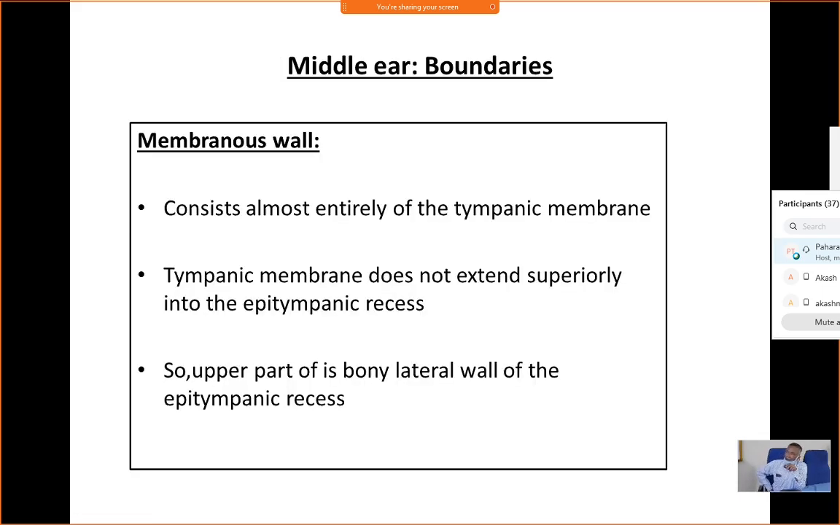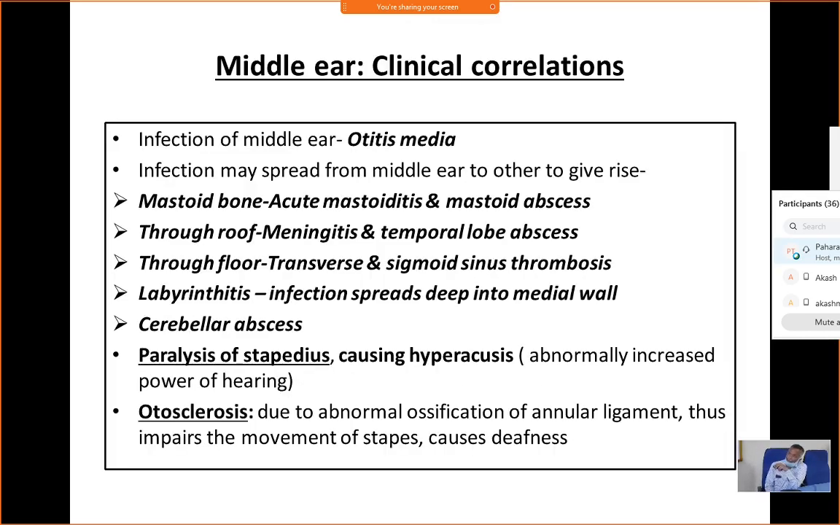Then come to the membranous wall. Already we know this, the tympanic membrane. The membranous wall consists almost entirely of the tympanic membrane. The tympanic membrane does not extend superiorly into the epitympanic recess, or epitympanum, the epitympanic part of our middle ear. So the upper part is bony. Your lateral wall has a middle part that is membranous, an upper part that is bony, while the lower part is also bony. Then come to the clinical correlations or clinical importance.